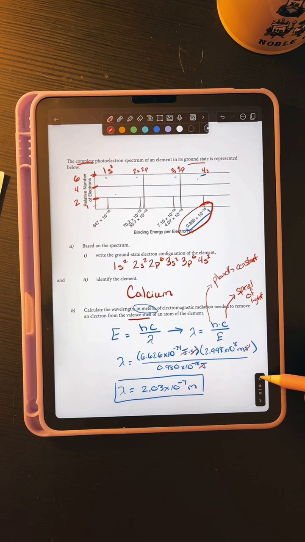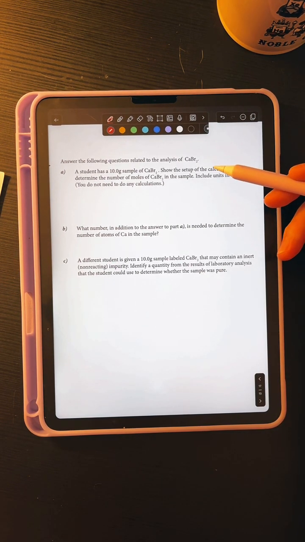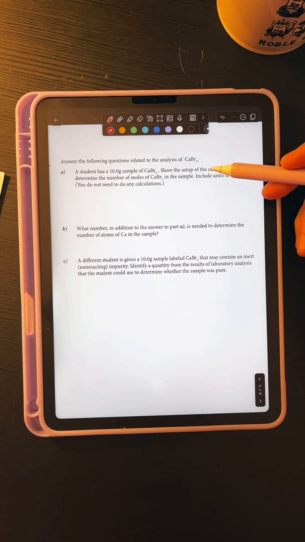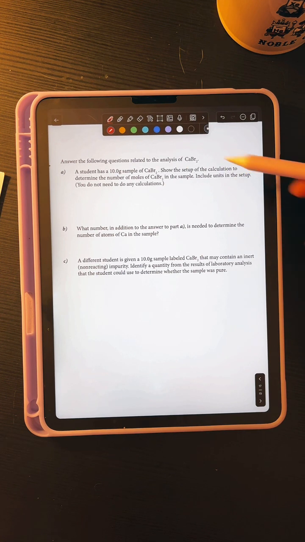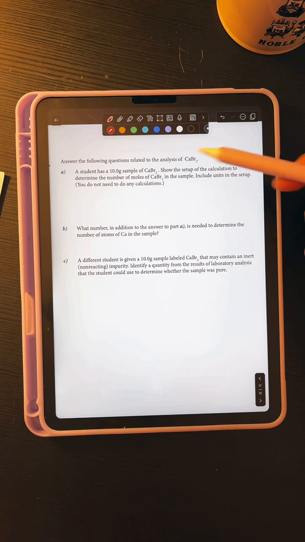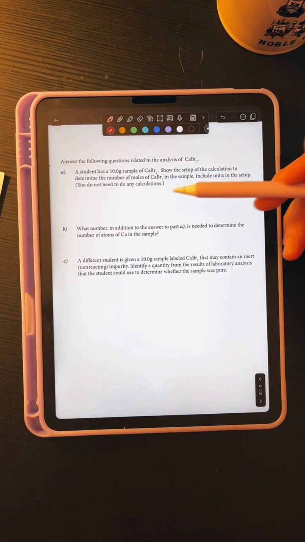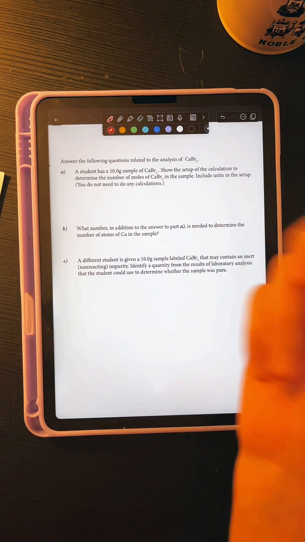All right, let's go backwards to number 3. Answer the following questions related to the analysis of calcium bromide. A student has a 10-gram sample of calcium bromide, CaBr2. Show the setup of the calculation to determine the number of moles of calcium bromide in the sample. Include units in the setup, you do not need to calculate. So here, we're just looking for the setup. We're not asked to actually solve for the actual answer.